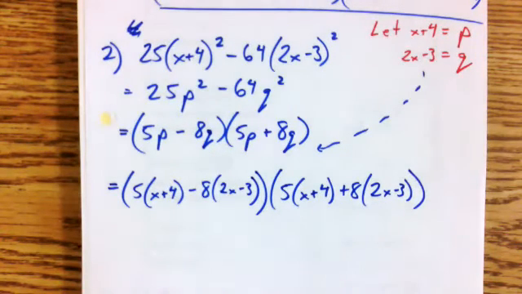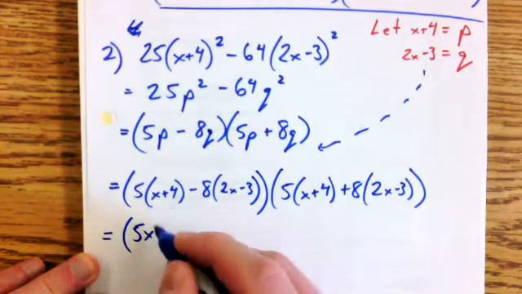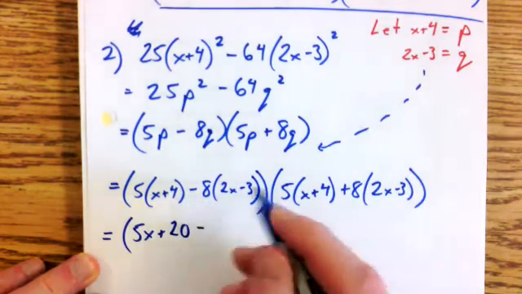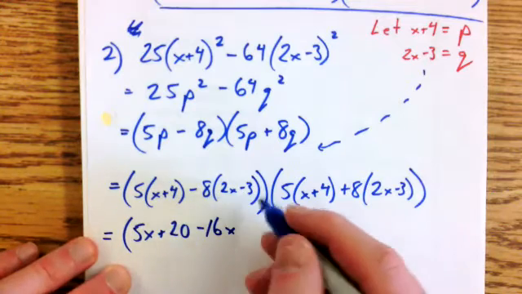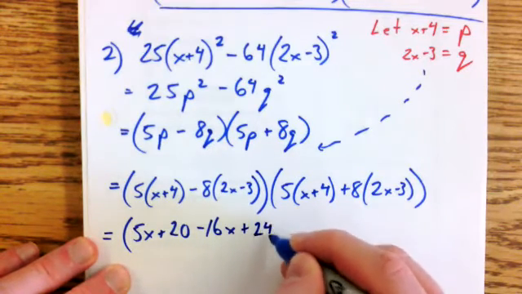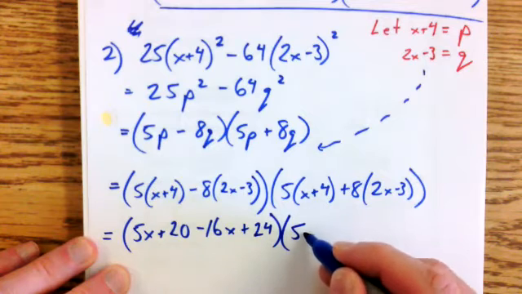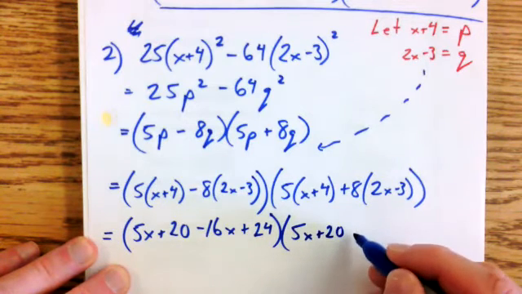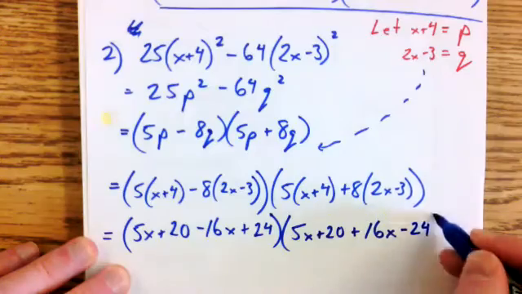What a mess, hey? And now we have to simplify. We have to resolve those brackets. 5 times x is 5x. 5 times 4 is 20. 8 times 2 is 16. Negative 8 times negative 3 is positive 24. One set of brackets. Same over here. 5x plus 20 plus 16x minus 24.